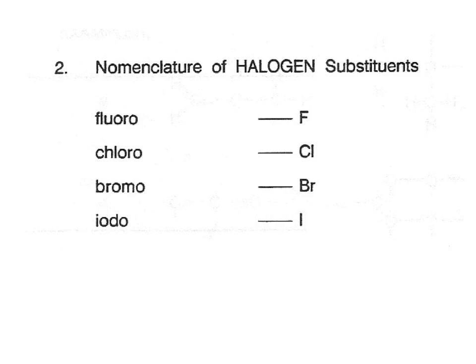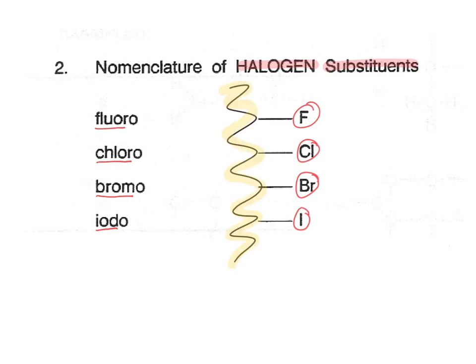Another very common substituent are the halogens. In this case, it's very simple. If it's a fluorine, we're going to call it fluoro. If it's a chlorine, we'll call it chloro. If it's a bromine, we'll call it bromo. And if it's an iodine, we'll call it iodo. And again, these are attached to the main chain. In this case, the o is telling us that that halogen is attached.